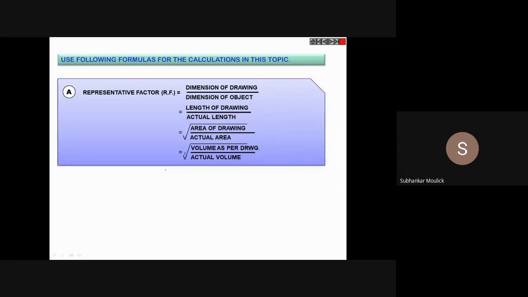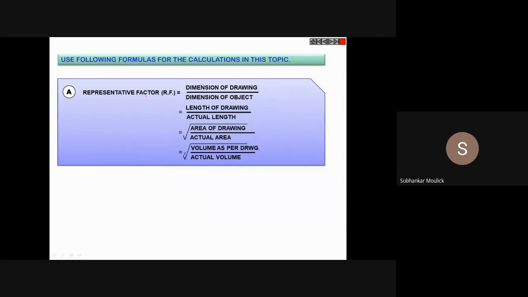Now you tell me, is RF having any unit or is it unitless? You know the definition of RF. Just tell me whether RF is having any unit or it is unitless. It is unitless. Because if you see, numerator is also some dimension, denominator is also some dimension. So dimension gets cancelled out. In terms of area also, this will be say meter square, and the denominator is also in meter square. You can cancel out this area. It will be unitless. So always remember, RF is a unitless quantity.